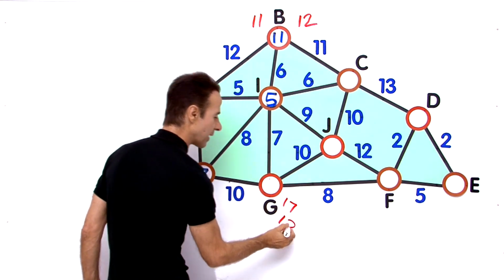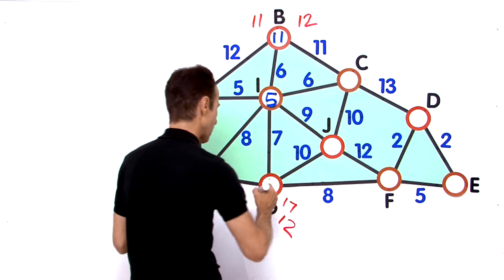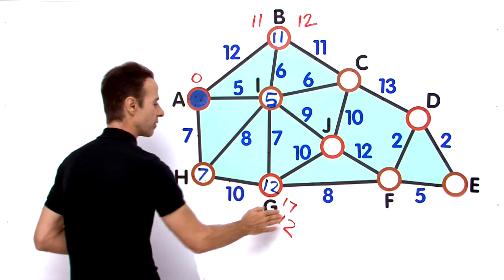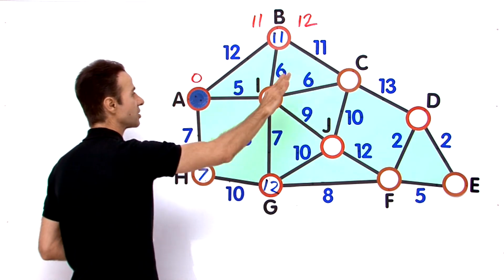So is 12 less than 17? Yes, it is. So we go with the 12. So let me write that in. Shortest path is 12. There we go. Let me rub these guys out now. 12 is less than 17. All right, let's continue here.